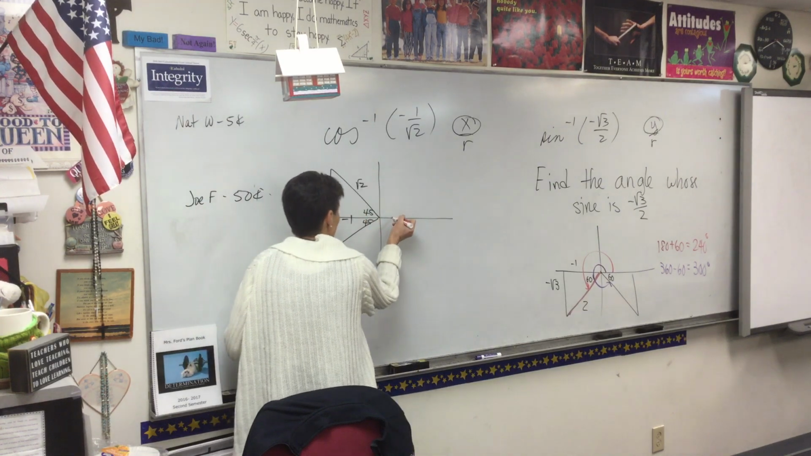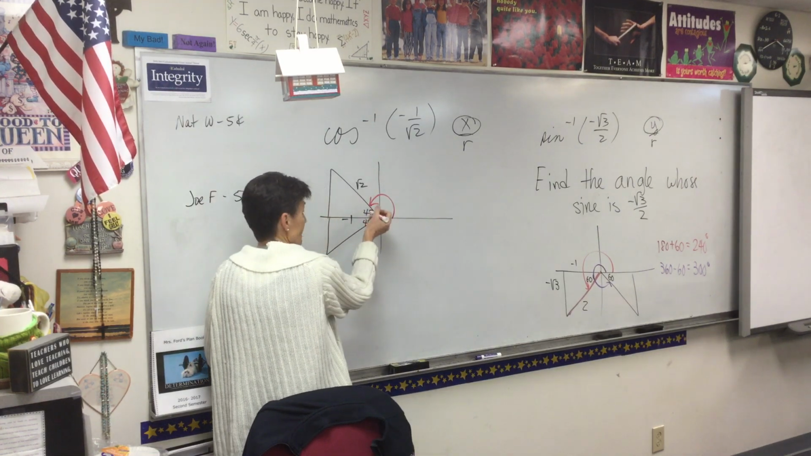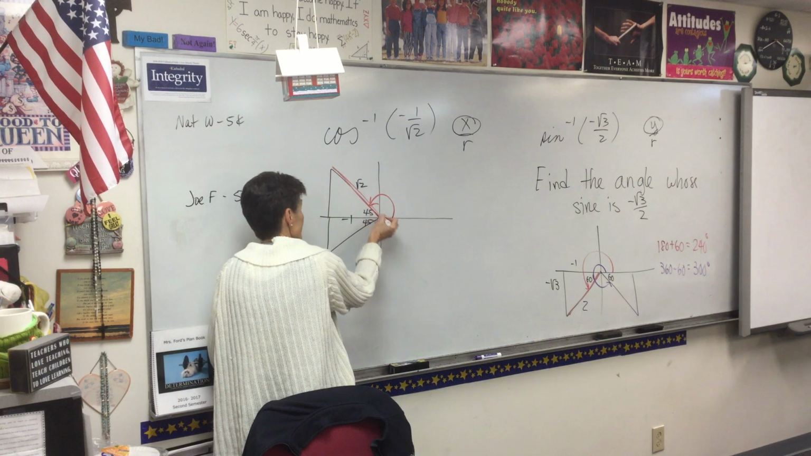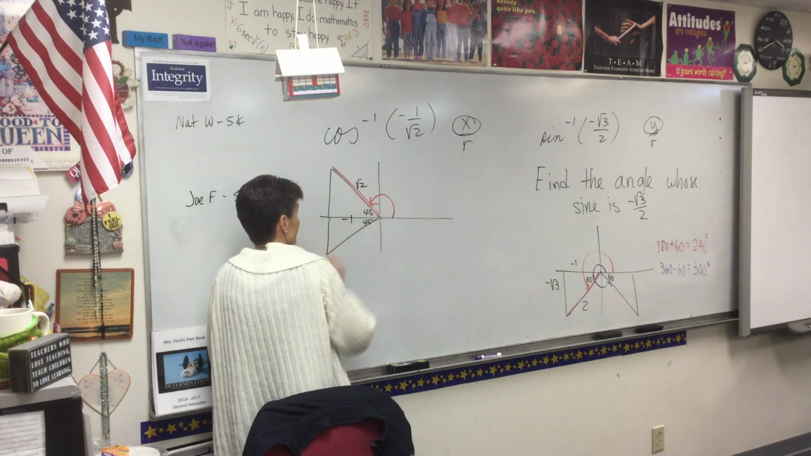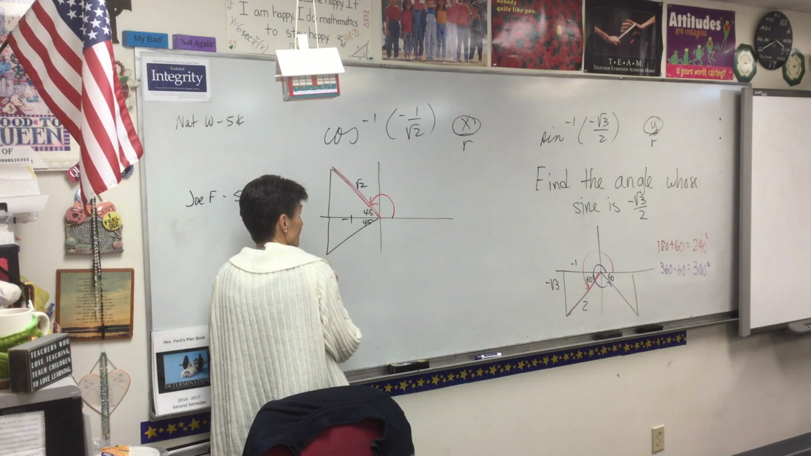So your answers are this red angle right here. Go till you get to the radius, hypotenuse thing. That's your angle. How big would it be?